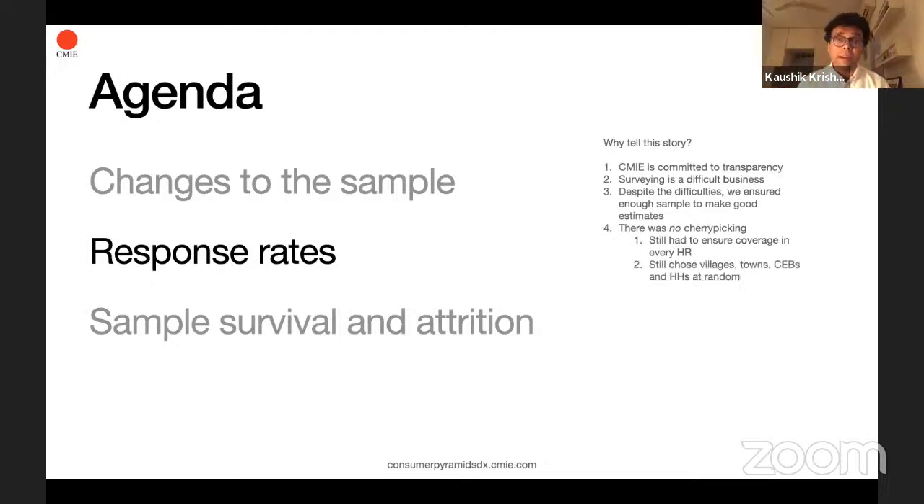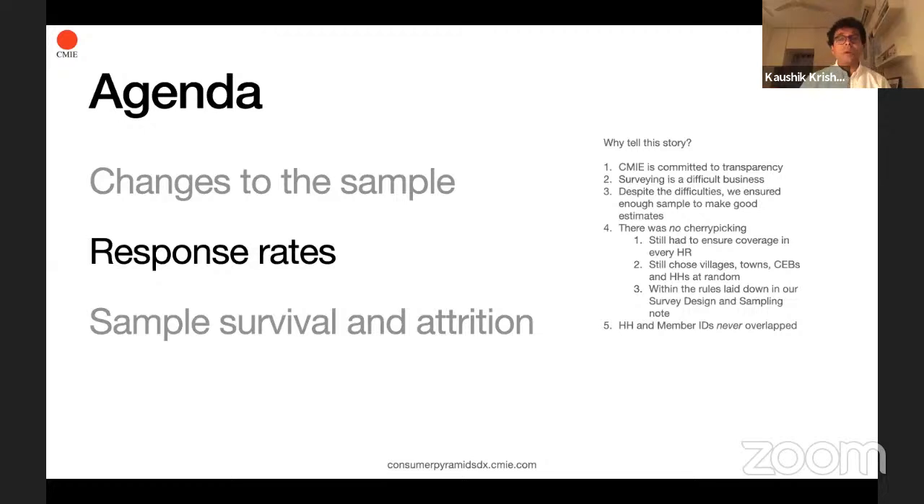We still have to choose villages, towns, and CEBs through simple random selection. We still have to choose households through systematic random selection. So all the changes that took place, they took place within the rules that are laid down in our survey design and sampling protocols. And that's what I described to you in painstaking detail last week.